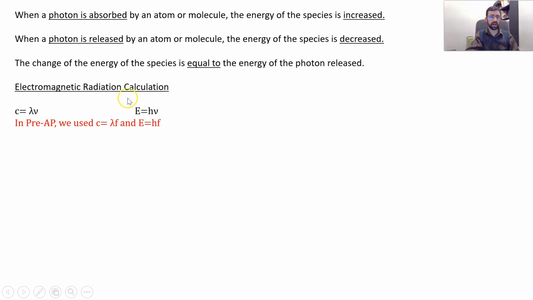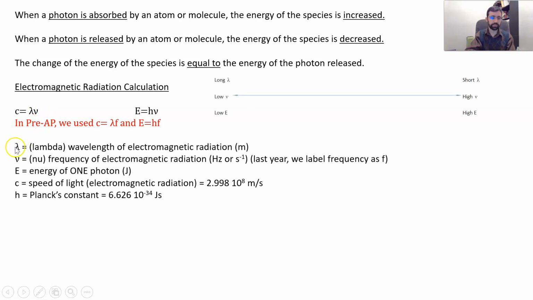Electromagnetic radiation calculations can be done using 2 different equations, and you've seen these equations before, but in a slightly different form in pre-AP chemistry. c equals lambda nu. Okay, so we'll look at these symbols. This is lambda, and it represents wavelength of electromagnetic radiation in meters. Okay, it looks like a V. It's the Greek letter nu, and it represents frequency of electromagnetic radiation in hertz or inverse seconds.